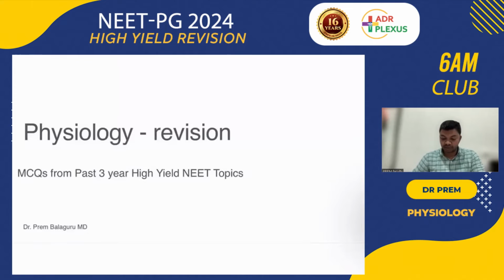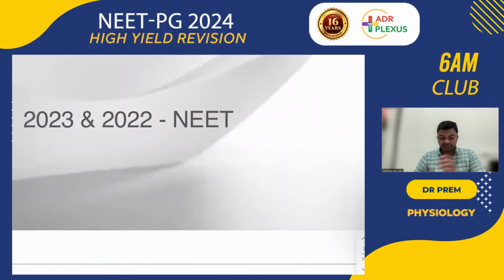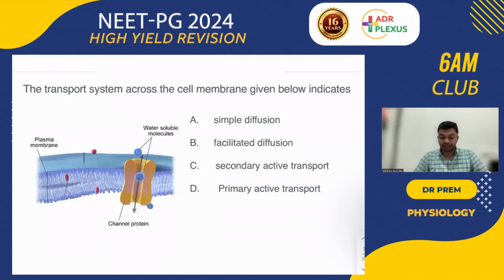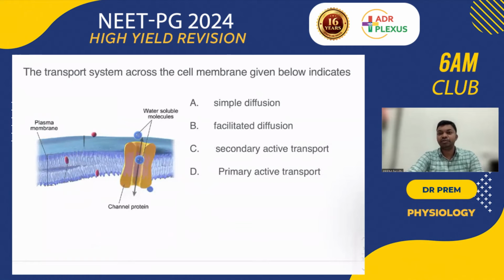First, let's take up 2023 and 2022 NEET papers. This is our first question. The transport system across the cell membrane given below indicates what kind of transport? A, simple diffusion, B, facilitated, C, secondary active, D, primary active.